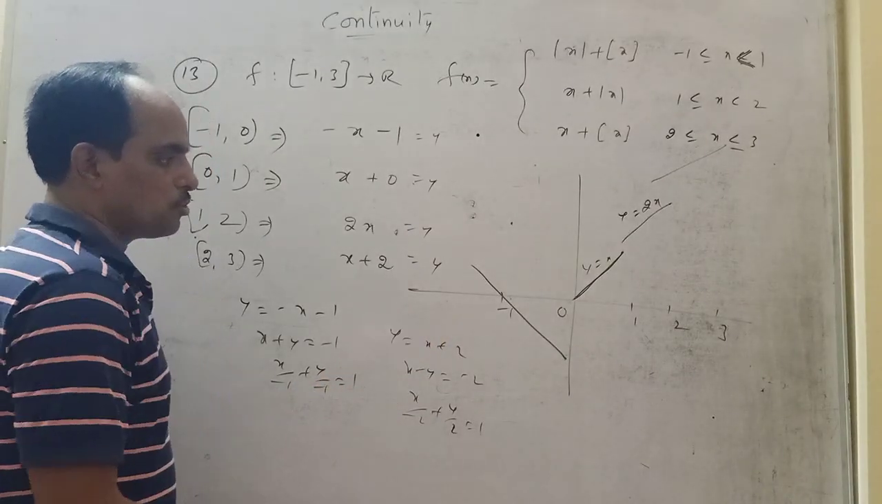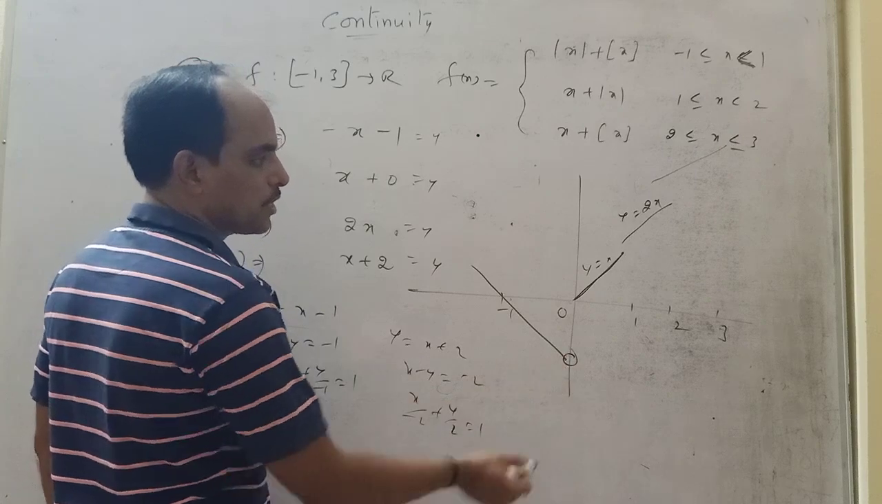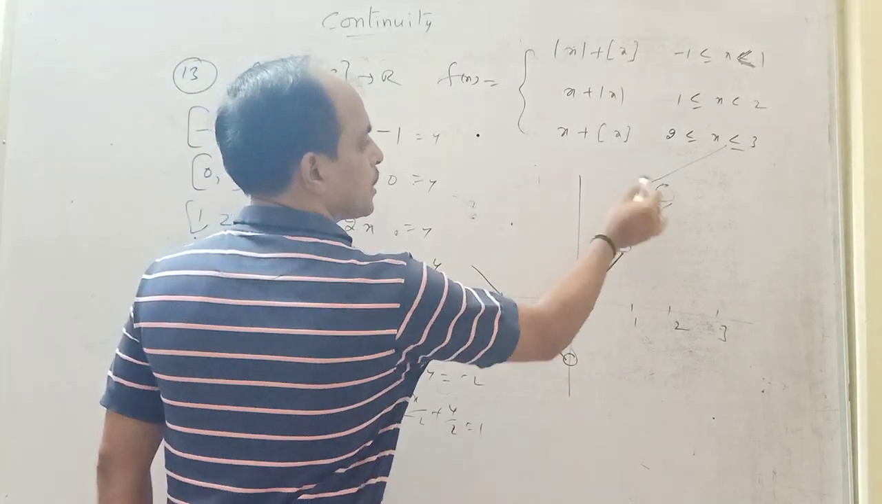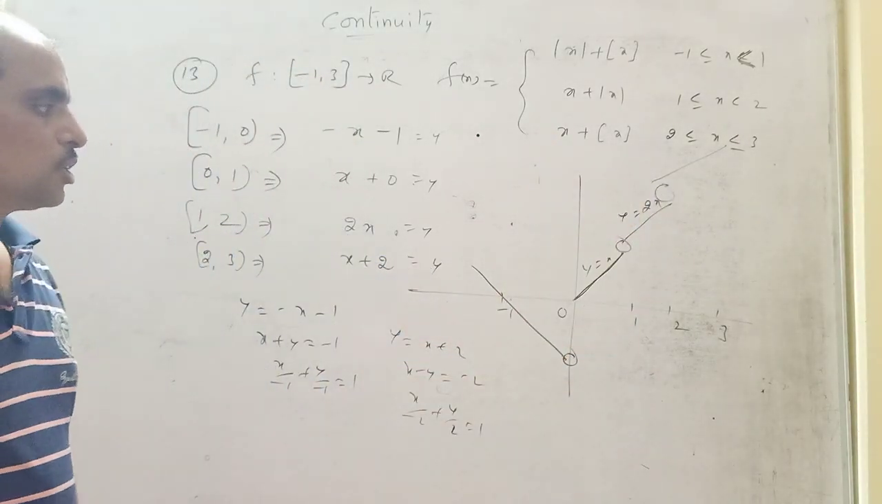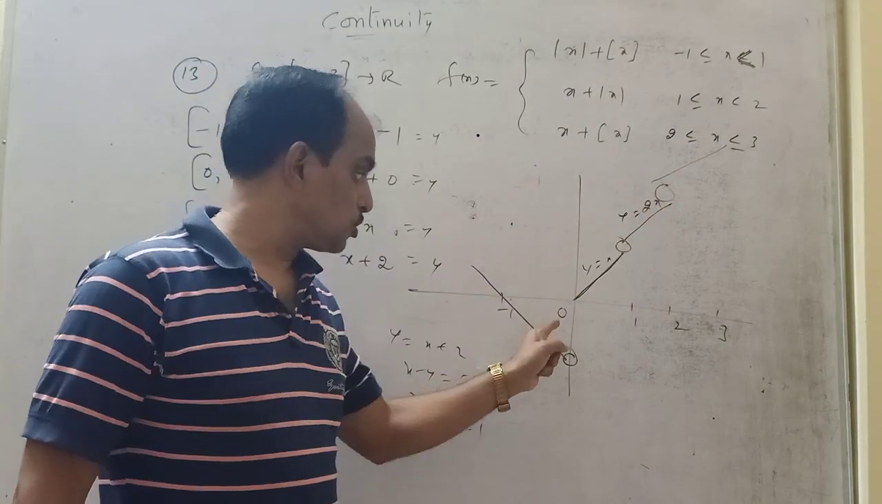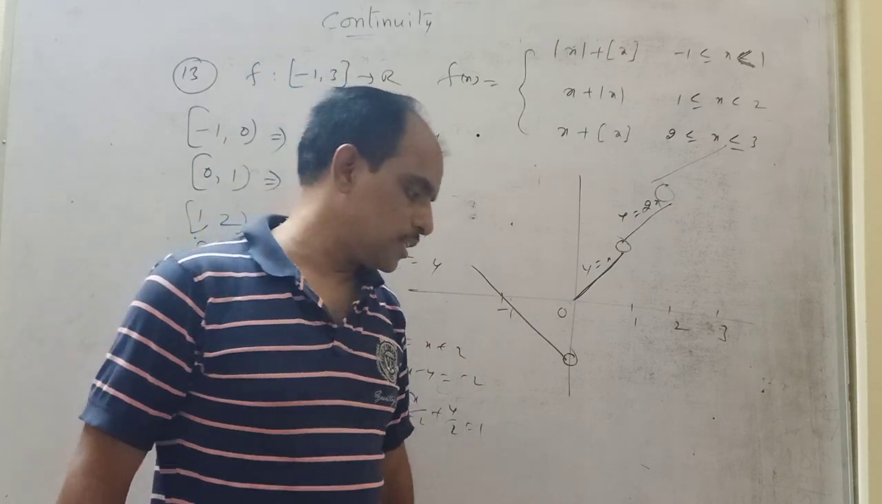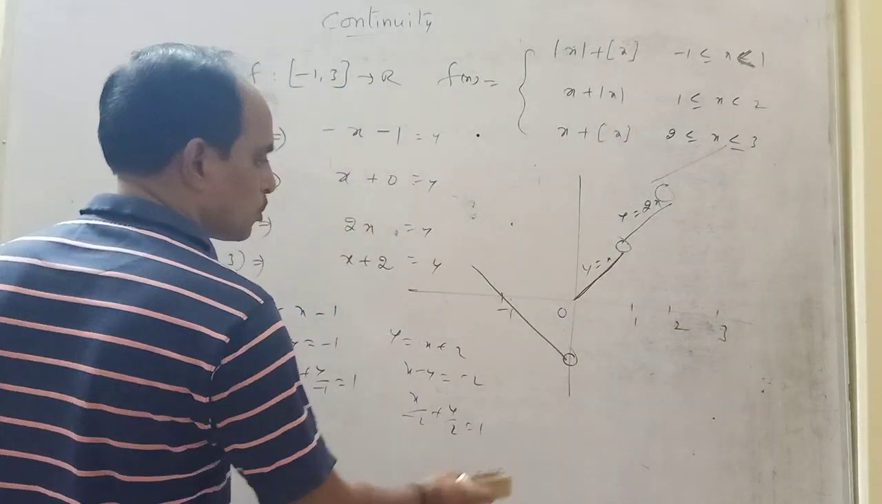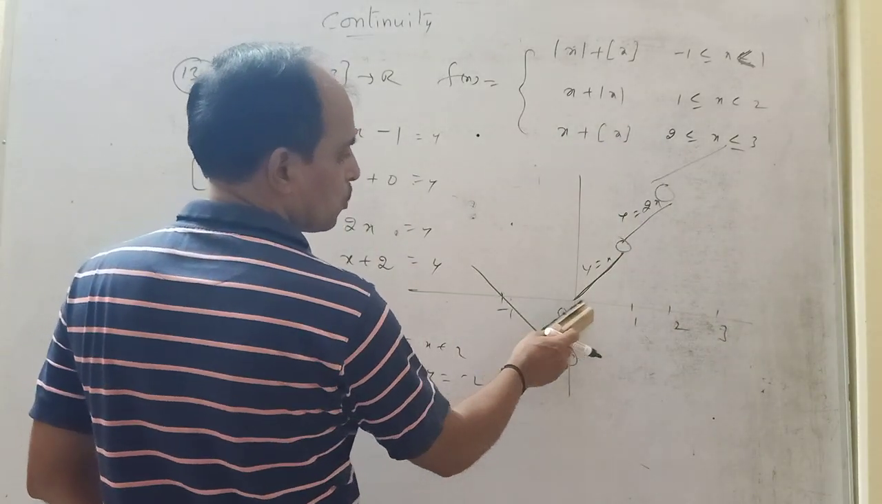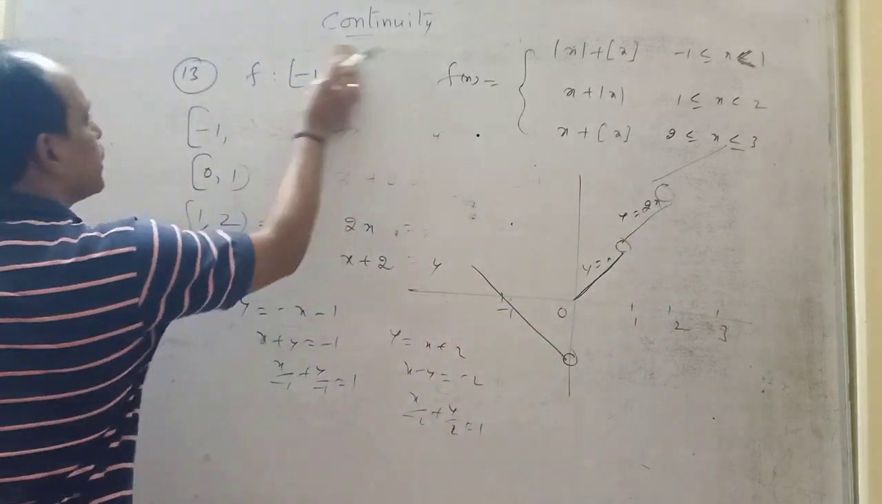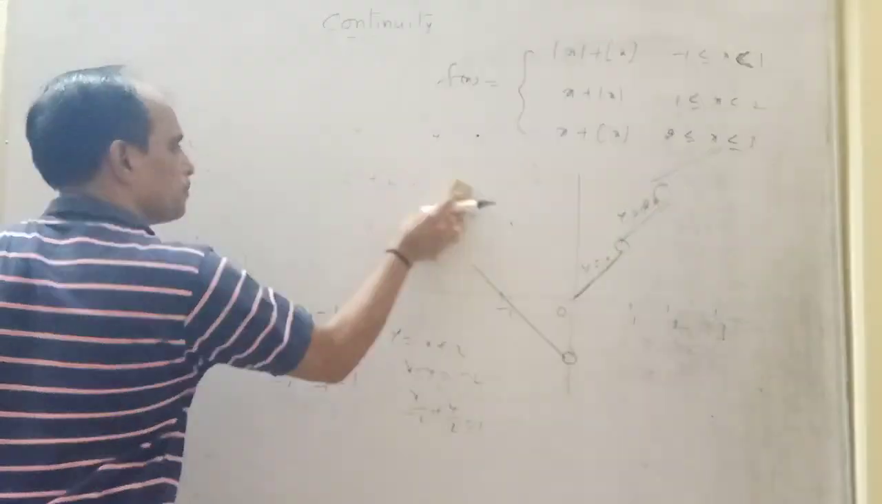This is the line. So you see, at this point it is discontinuous, at this point it is discontinuous, at this point it is discontinuous. So we have 1, 2, 3. This is 0, don't take that point. 1, 2, 3. So 3 points of discontinuity. And what about the points? At 0, 1, 2. Okay.